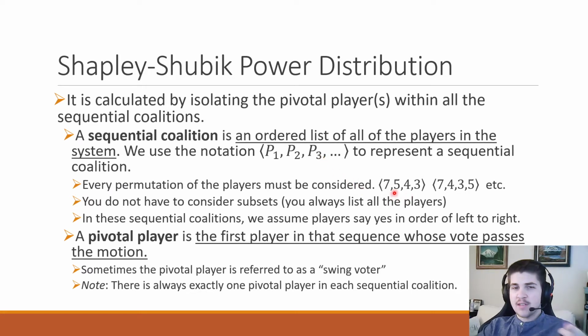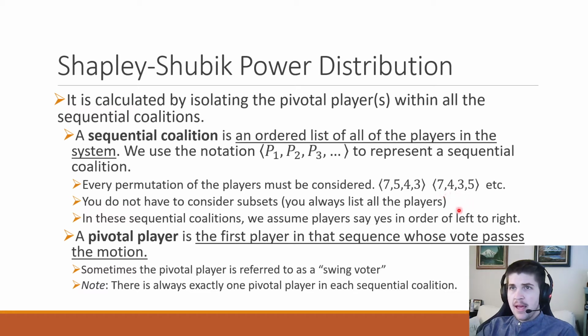So, for example, if we're looking at one of our previous examples, a system with 4 players, in a sequential coalition, we'd list all 4 of the numbers every time. We're not going to be taking smaller groups. The only thing we want to check is what are the different ways we could arrange those players, which is often referred to as a mathematical permutation.